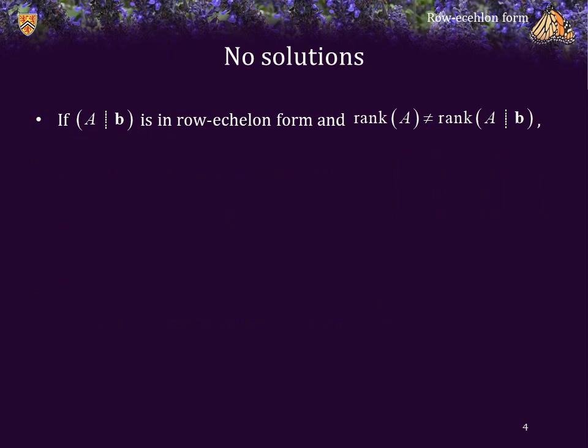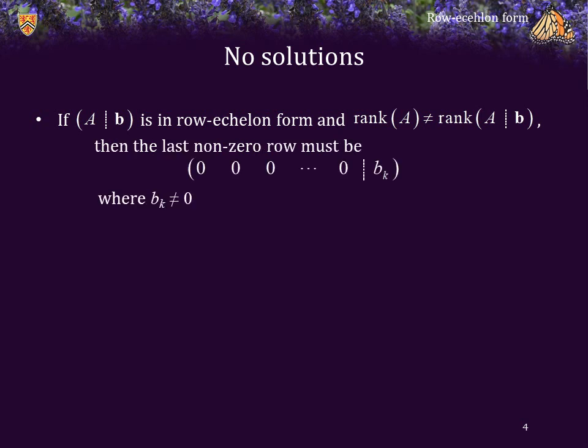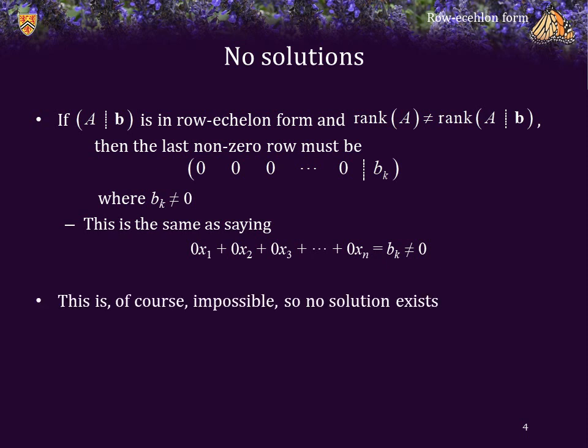Now, suppose the augmented matrix is in row echelon form and the rank of the matrix A is not equal to the rank of the augmented matrix. If this is the case, then it must be true that the last non-zero row of the augmented matrix is of the form all zeros except for a non-zero entry in the last column. But this is the same as saying 0 times every single unknown added together is equal to a value that is not 0. This is impossible. And so therefore, in this case, no solution exists.